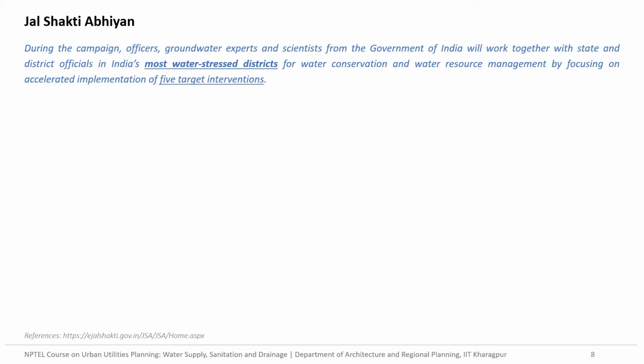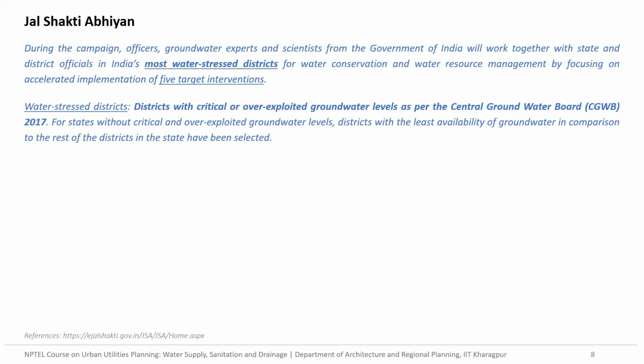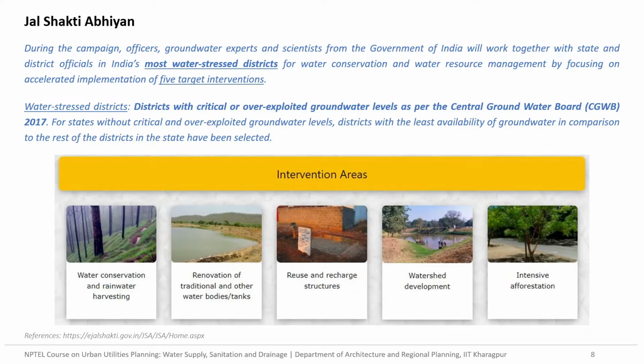So, these most water stressed districts are essentially districts with critical or overexploited groundwater levels as per the CGWB 2017. For states without these critical or overexploited groundwater levels, districts with the least available groundwater in comparison to the rest of the districts in the state have been selected. And there are 5 target interventions that they are looking at: water conservation and rainwater harvesting, renovation of traditional and other water bodies or tanks, reuse and recharge structures, watershed development, and intensive afforestation. These are the 5 major intervention areas under Jal Shakti Abhiyan.